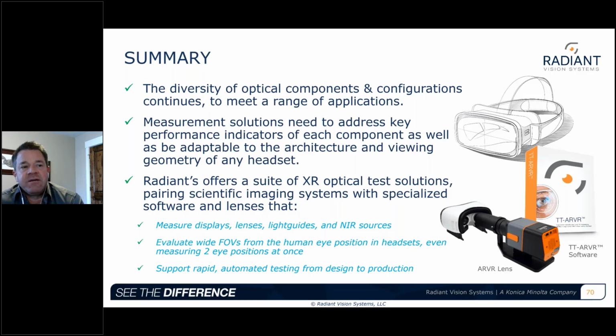Radiant offers a suite of XR optical test equipment, pairing our scientific imaging photometers and colorimeters with specialized software and lens designs. These designs equip manufacturers with the tools they need for every job. Measuring all XR components from display to lens to light guide to near infrared tracking. Evaluated in the headset, measuring the entire field of view from the human eye position, even accounting for both left and right eye positions at once. And finally, supporting rapid, fully automated testing to improve efficiency and ease from design to production.